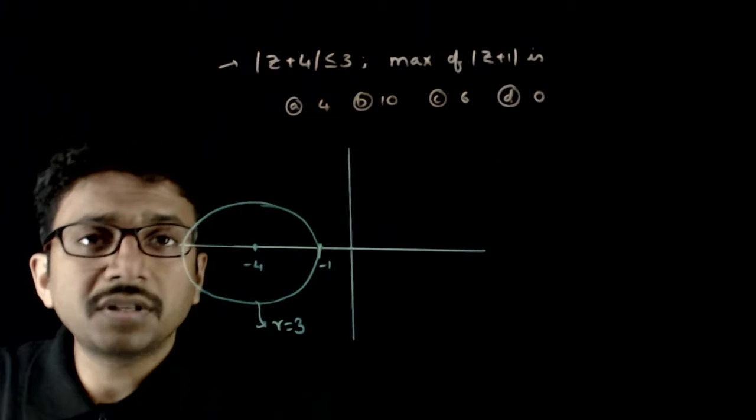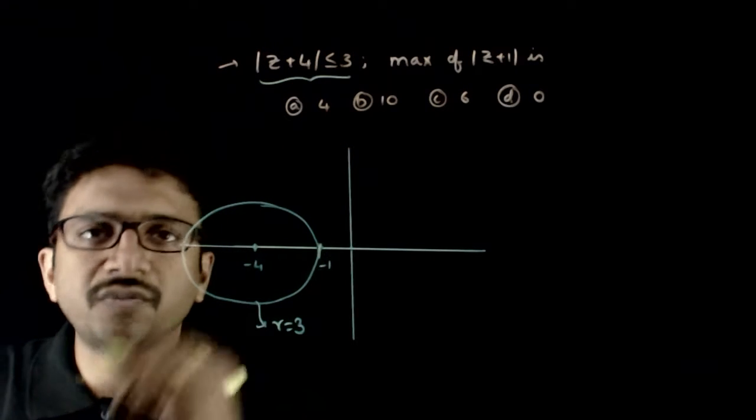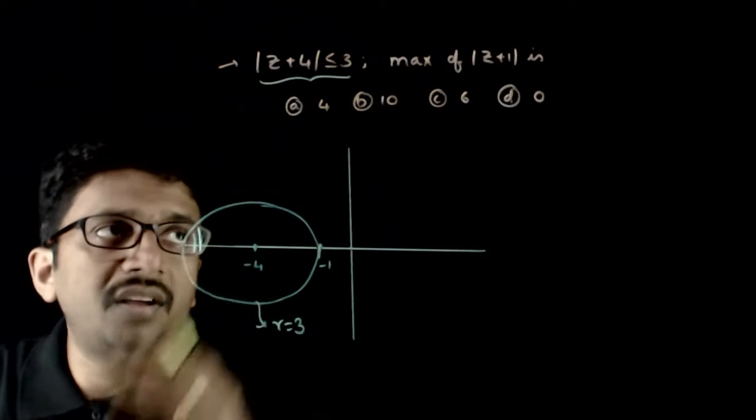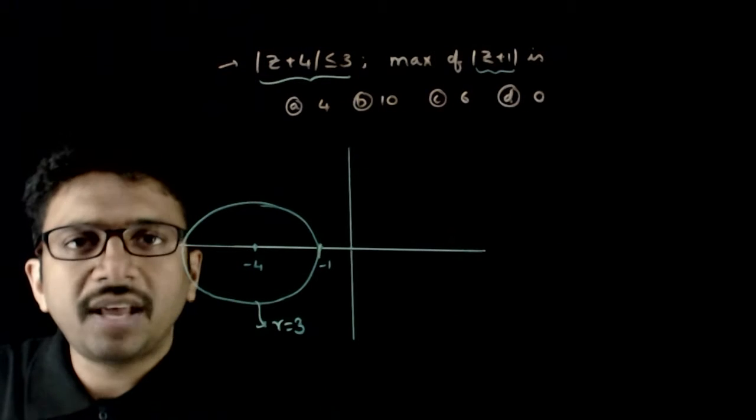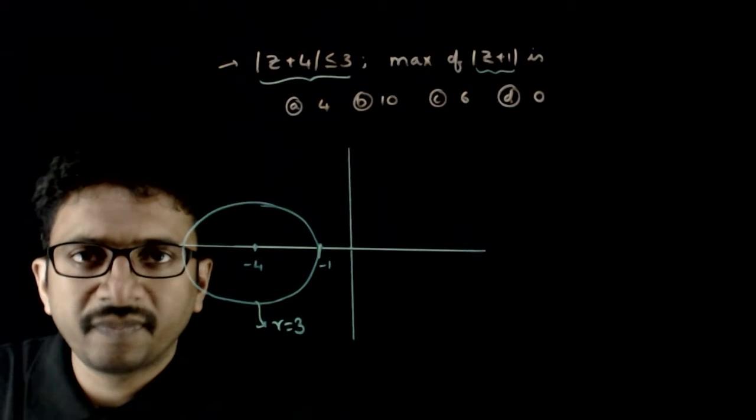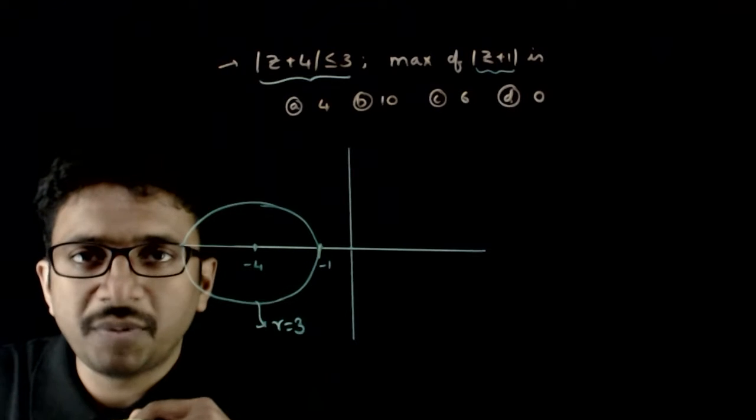So welcome students. In this question you're given that mod of z plus 4 is less than or equal to 3. If that is so, you're asked to find the maximum value of mod of z plus 1. Again, if I try to solve this geometrically.